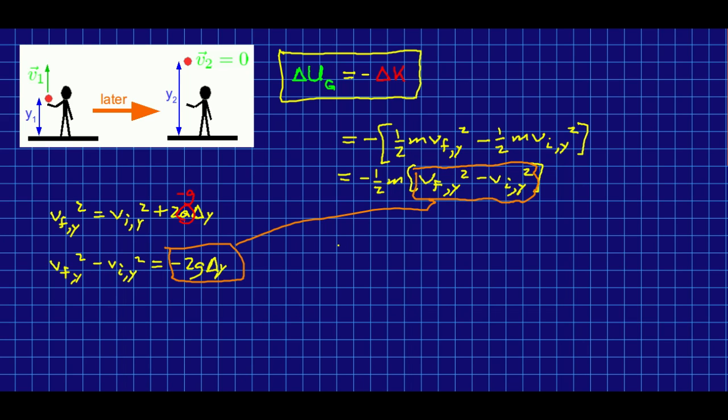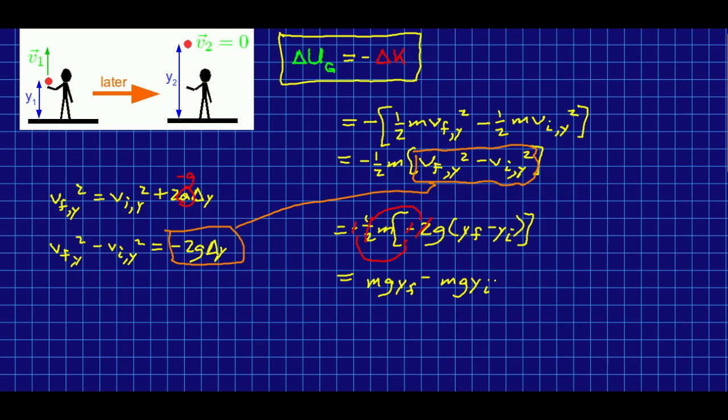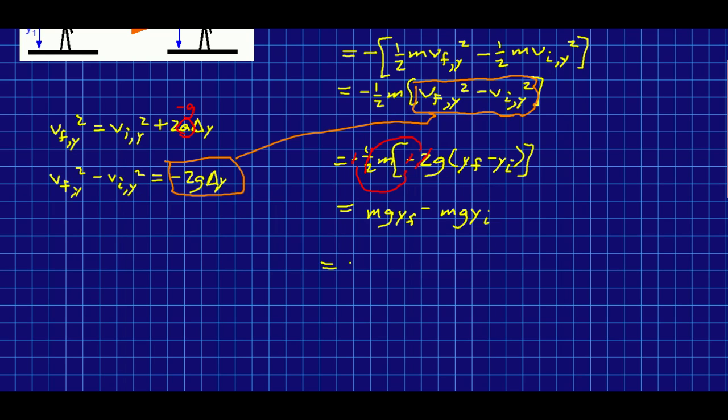And so when I do that, I can do some cancellation. The negatives cancel, the half cancels out the 2, and I'm going to multiply through, and I get this expression. And note that I expect that to be of the form a gravitational potential energy final, or as a function of y final, minus a gravitational potential energy y initial. And indeed, that's exactly what I have.